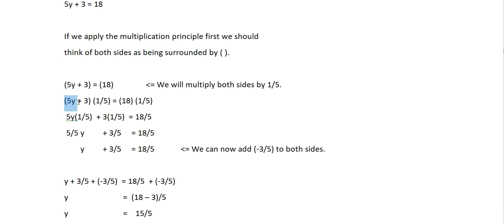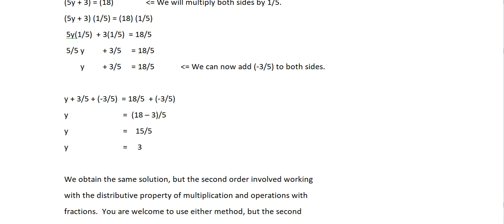All right, and you can see here where the issue comes in. Some people will simply divide 5y by 1/5 and then forget to divide 3 by 5. Okay, so let's just do it correctly first so you can see the correct way. So 5y times 1/5 plus 3 times 1/5 equals 18 divided by 5. Again, 5 over 5 y, that's just 1, and it goes away. This portion is now 3/5, and 18/5.